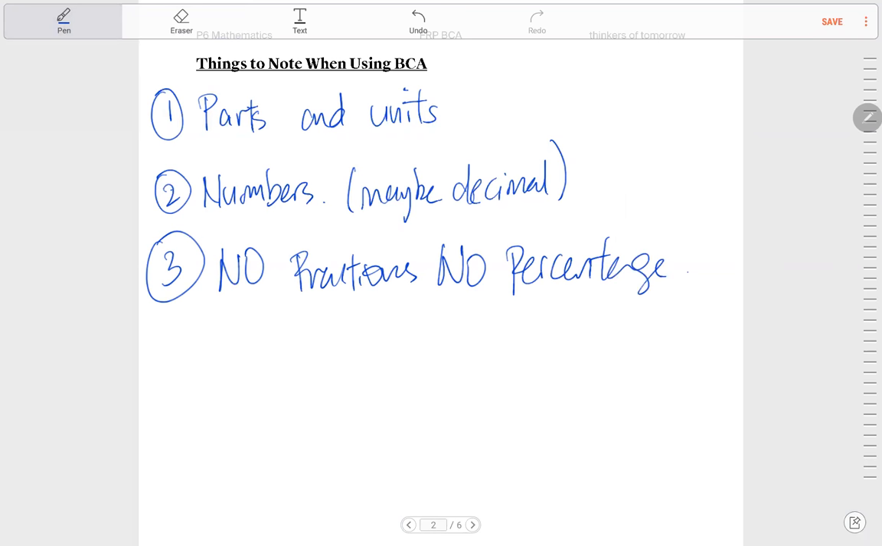Okay, a lot of students, sometimes when you state your ratio, you will miss out the parts, the units. You just give the numbers in terms of the ratio. And this can be very dangerous because you need to use parts and units to indicate whether the proportions are referring to the same thing or not.